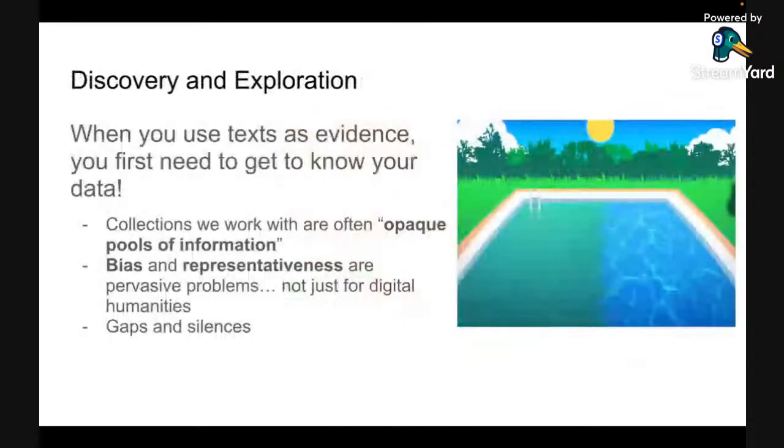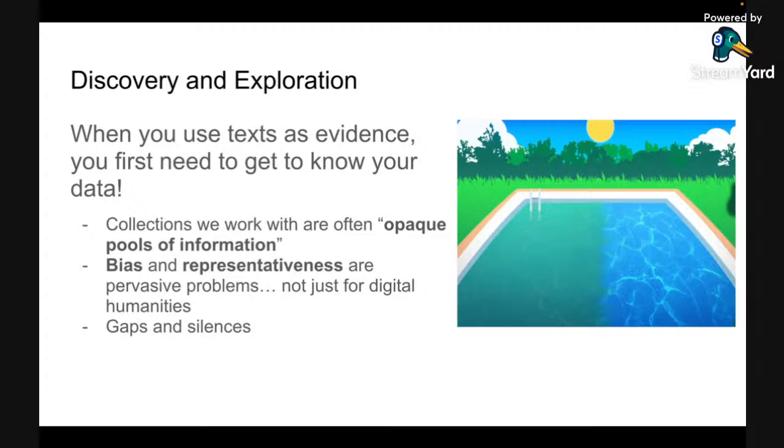And discovery is really crucial, especially when you start any kind of inquiry into a corpus of text. You first need to get to know your data. This might sound obvious, but it is often something that people forget. It is also different when you approach a problem in a more traditional way, where you know your data very well, and then you start interpreting your text. When you do digital text analysis, often this is not the case. You have a lot of data somewhere, and it's often quite hard to understand what is in there. So data is often like an opaque pool of information.